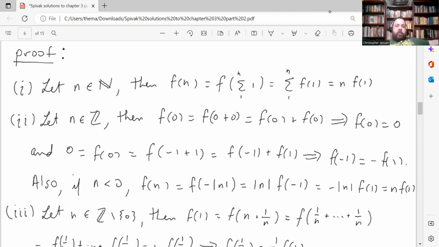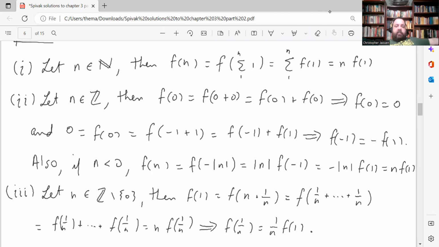Also, if n is negative, then f of n is equal to f of negative absolute value of n. And that's the same thing as the absolute value of n times f of negative 1, which is the same thing as negative absolute value of n times f of 1, which is n times f of 1. So that proves it for all integers n.